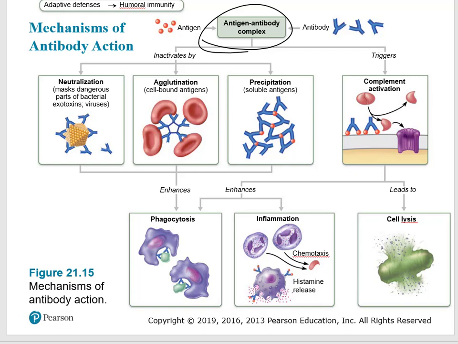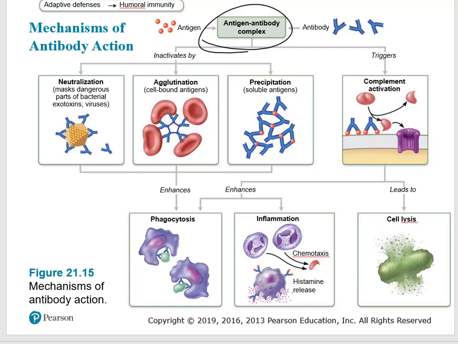After that, the next one is precipitation. So these are tiny soluble antigens in the blood, so the antibodies bind them and make them more prominent, either for macrophages to kill or destroy them.